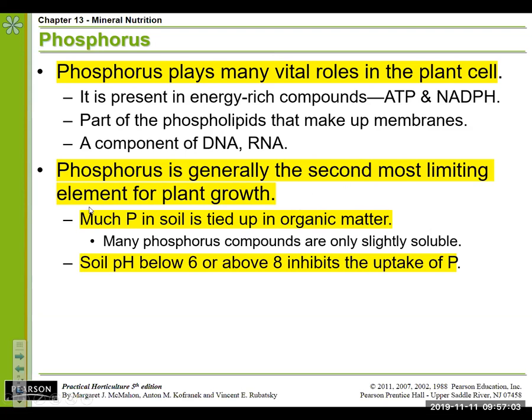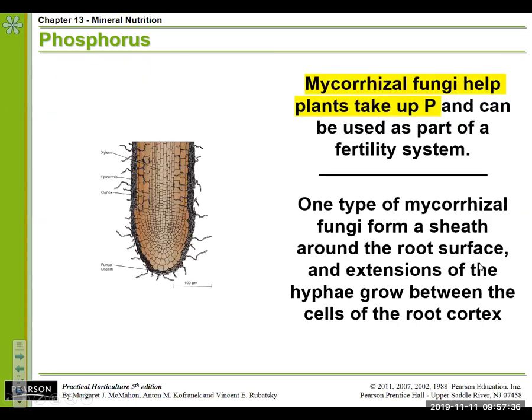And that's mostly because much of that phosphorus in the soil is tied up in organic matter and tightly held by these compounds. It's also only slightly soluble. So we really need to look at the pH for the availability of phosphorus. If it's more acidic, below a 6, or more basic, above an 8, then that can inhibit the uptake of phosphorus. So it's a very narrow range at which phosphorus is available, which makes it so crucial.